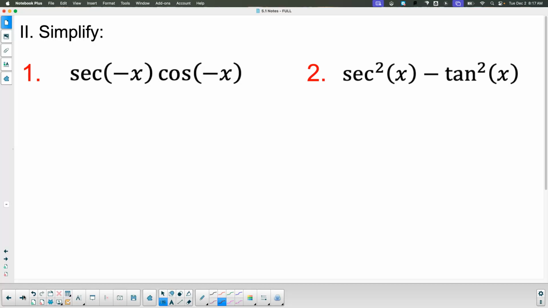So when you see a negative angle, that's all on there. When you see a squared, that's numbers 7, 10, and 11. Definitely want to simplify those. So let's jump in. Secant of negative x. Do we have an identity on our sheet? If so, which number is secant of negative x? Number which one? Number 4? So secant of negative x would be equal to secant of x.